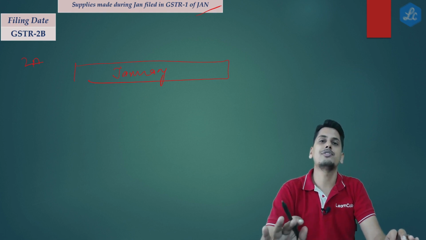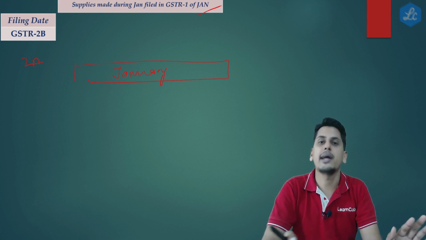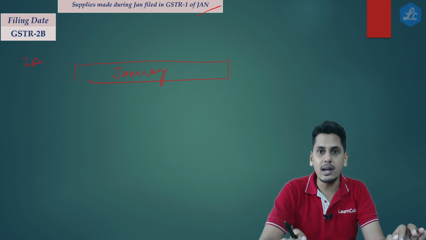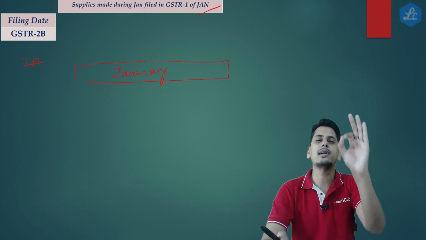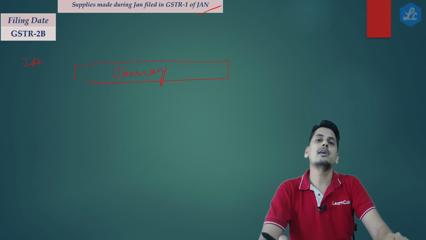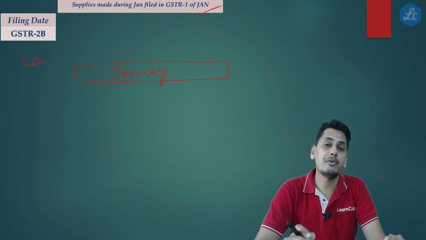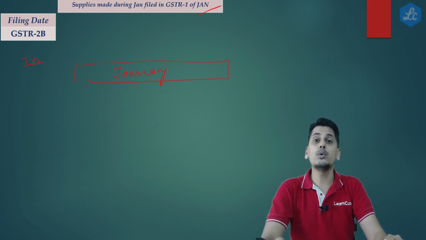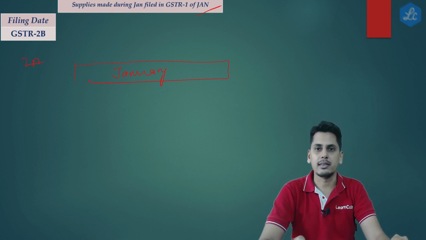Whether this GSTR 1 of Jan is filed in February, is filed in March, is filed in April, doesn't matter. Once it has been included in GSTR 1 of January, it would appear in GSTR 2A of January, irrespective of the date of filing the GSTR 1. Now friends, 2B has a different story. In 2B there is a cutoff date. If you file before the cutoff date, which is nothing but the due date, it would appear in 2B of that particular month. Otherwise, it would appear in 2B of the subsequent month.